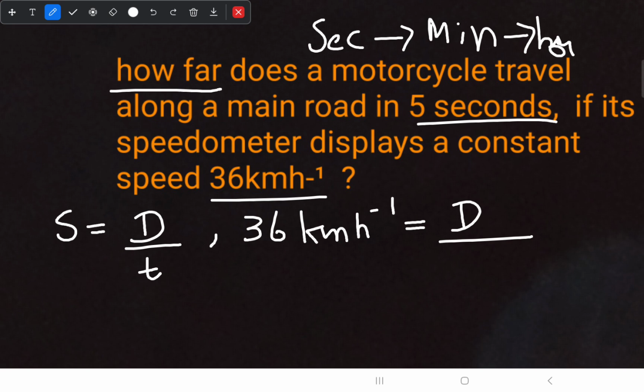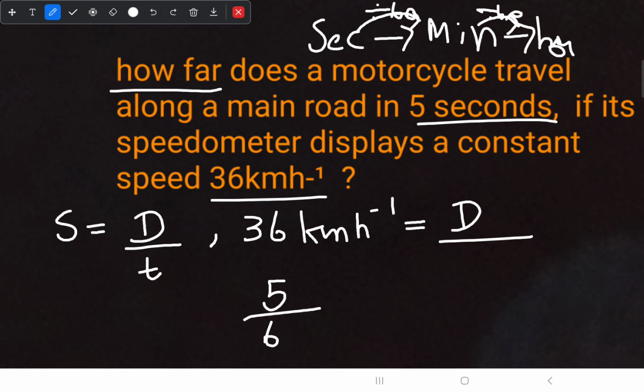Seconds to hours means you have to divide this by 60. Sorry, seconds to minutes means you should divide this by 60. And minutes to hours means furthermore you should divide that by another 60. Okay, I'll write here. First of all, seconds to minutes. 5 seconds to minutes means I have to divide this by 60.